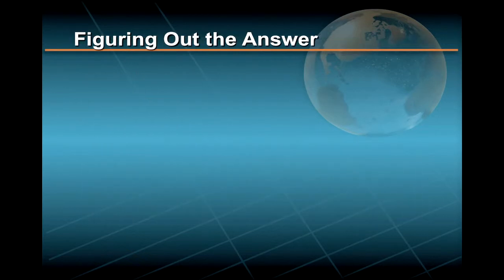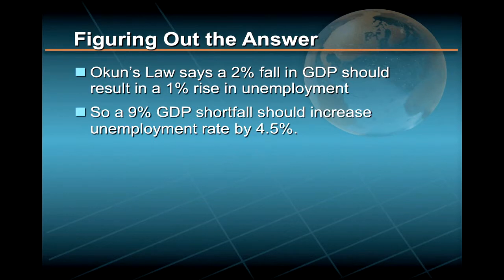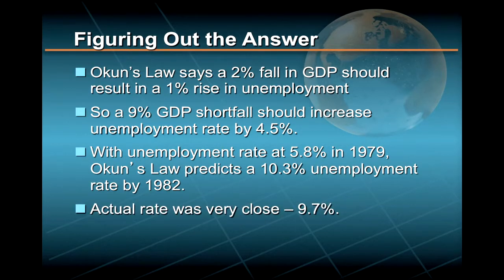Using Okun's Law, we can predict that a 9% shortfall in GDP should have led to a rise of 4.5 percentage points in the unemployment rate. Therefore, starting with an unemployment rate of 5.8% in 1979, Okun's Law would predict a 10.3% unemployment rate by 1982. In fact, the actual rate was very close, 9.7%.